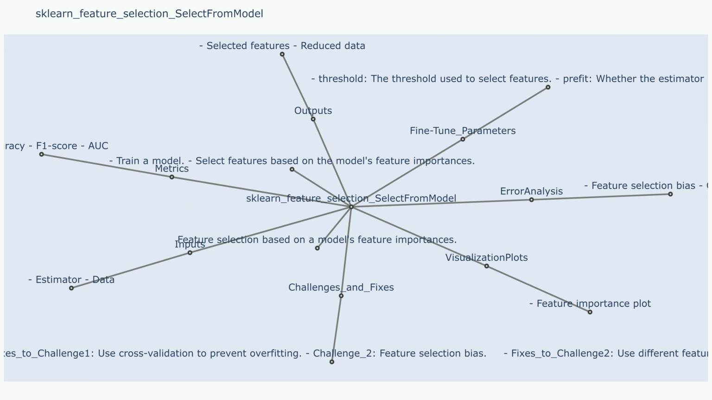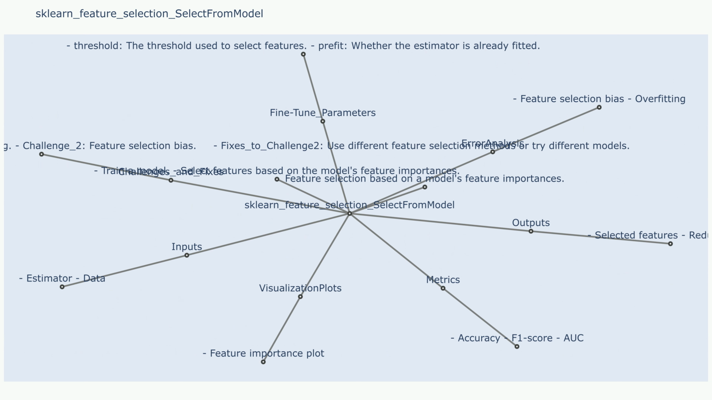Uncertainty methods. Bootstrap aggregation. You can train multiple models with different subsets of the data to estimate the variability of feature importance scores. Cross-validation. Use cross-validation to evaluate the performance of the model with different sets of selected features.